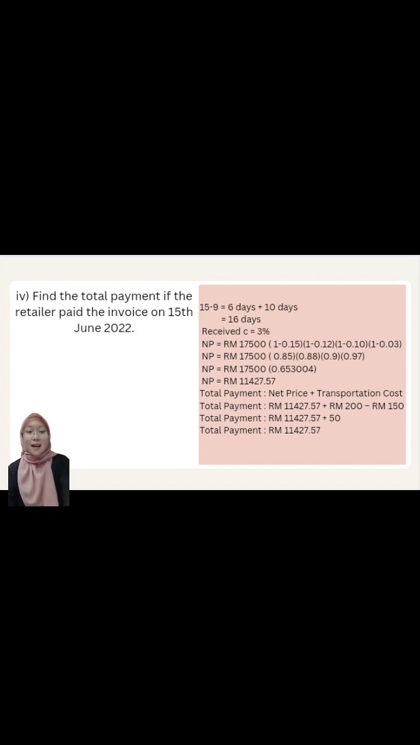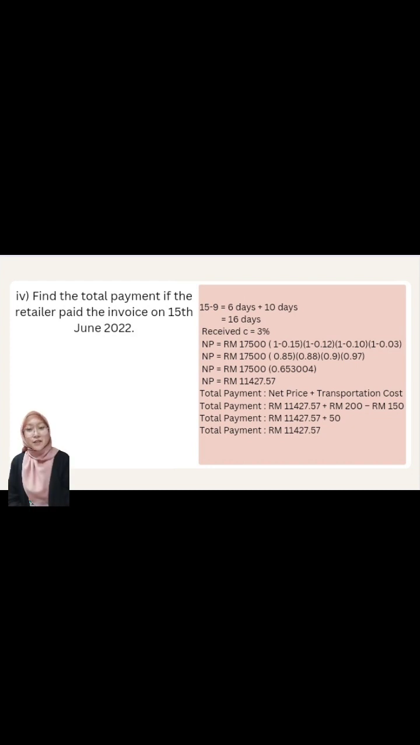The third part of question C is to find the last date to get the 5% cash discount. As stated in the question, the 5% cash discount covers 10 days. So we need to find the deadline to get the 5% cash discount. Therefore, 30 May 2022 plus 10 days equals 9 June 2022.